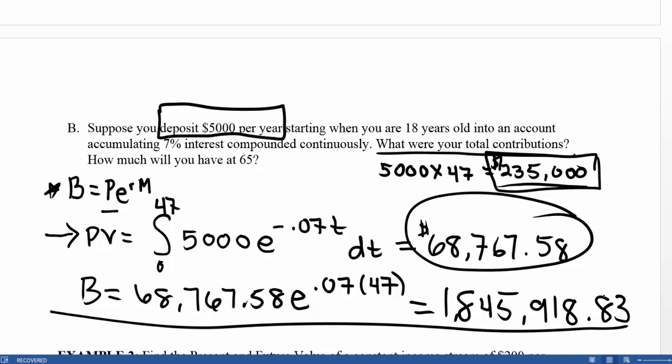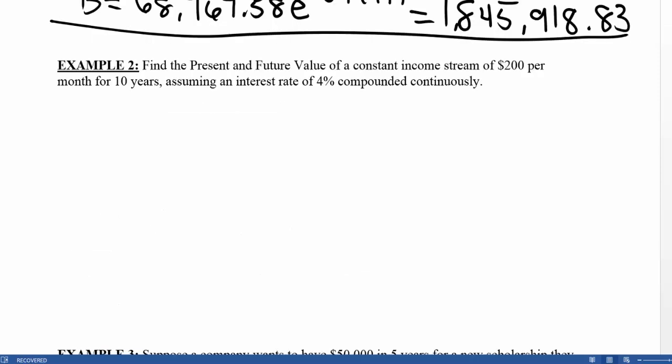Let's look at another example. Example 2. Find the present and future value of a constant income stream of $200 per month for 10 years, assuming an interest rate of 4% compounded continuously. So, in order to find future value, we have to start with finding present value because we need that calculation to use our future value formula. So we'll start by finding present value first.